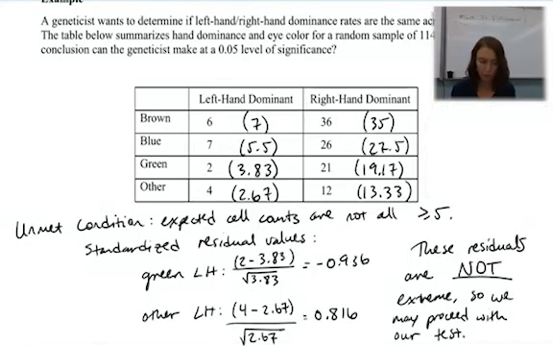And this is how you would write it after saying that our expected cell counts are not all at least 5 in that condition when we're doing our conditions for the test. Now we can keep proceeding with our test and run the rest of it. If you're one of my students, make sure you do the rest of this problem. And that is it for today's lesson.